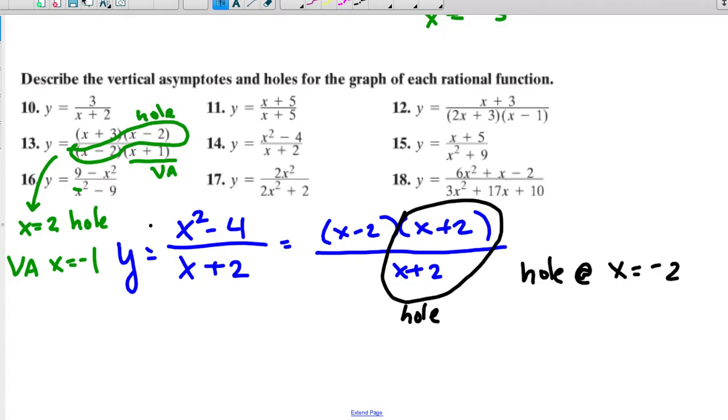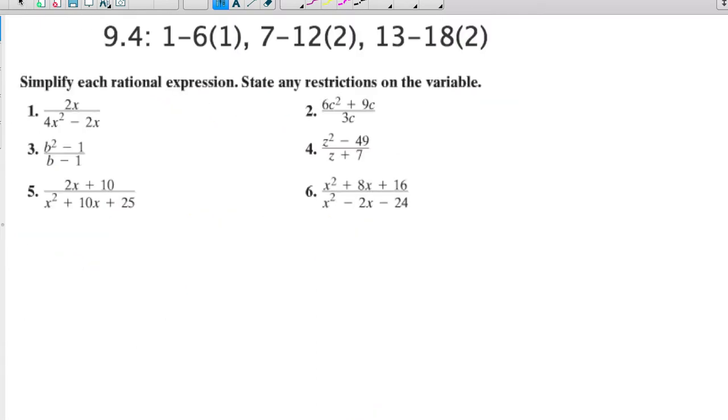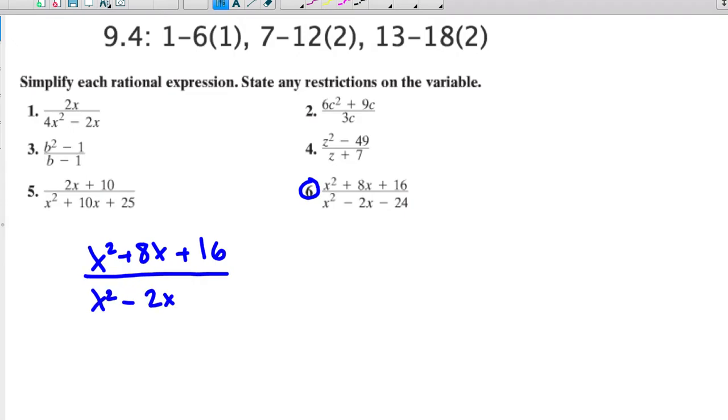Okay, next section, 9.4, so the new stuff. We have 1 through 6, one question from here. So simplify the rational expression, state any restrictions on your variable. So let's take a look at number 6. So you have x squared plus 8x plus 16 over x squared minus 2x minus 24. So x squared plus 8x plus 16 all over x squared minus 2x minus 24.